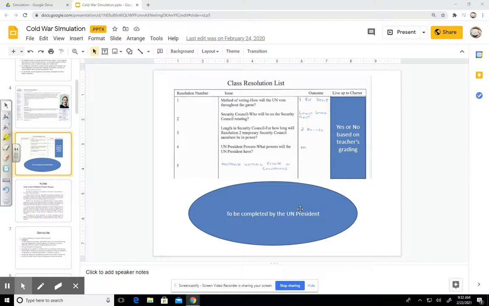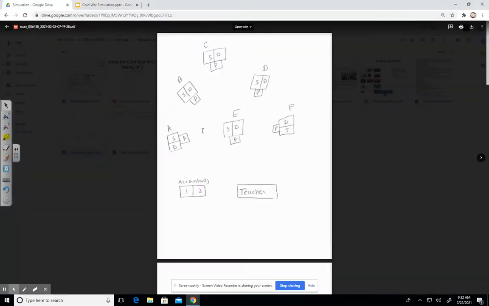This is an addition to the Cold War simulation directions with emphasis on the role of the United Nations and how that is going to work. So we already get the basics. Hopefully you watched the first screencast where we have the various groups, the teacher and the accountant.